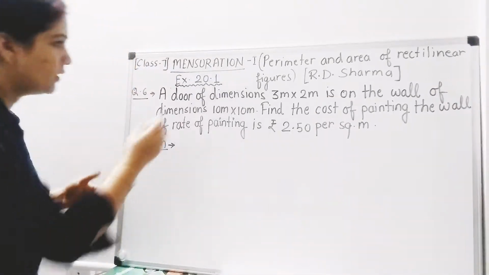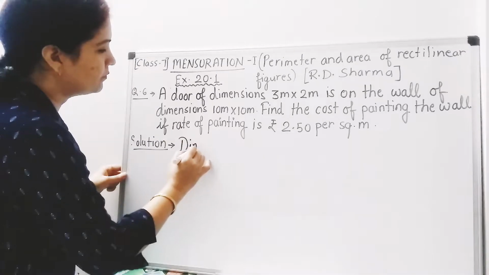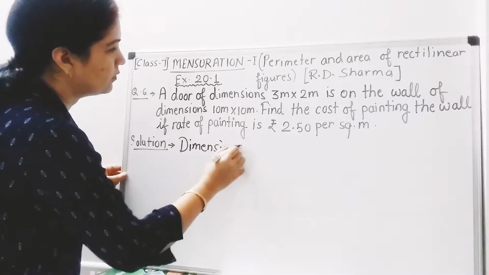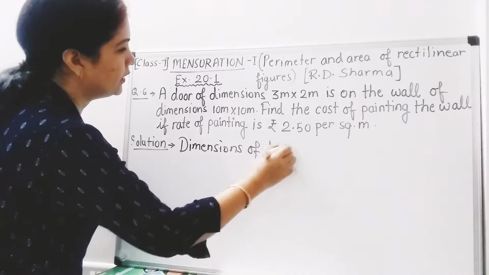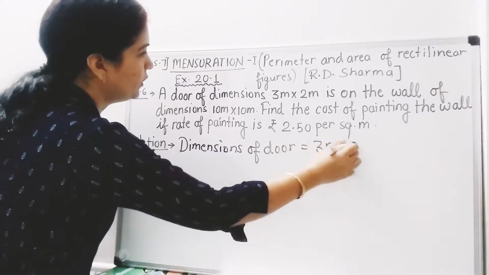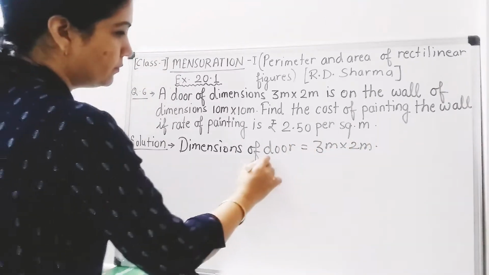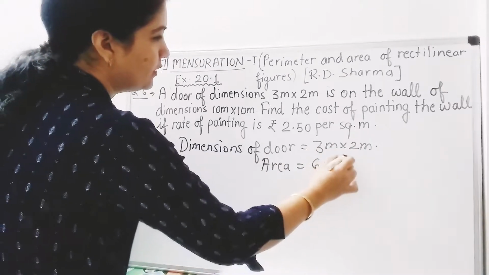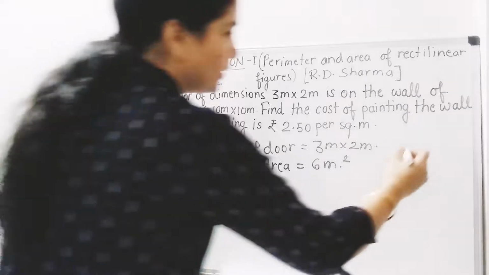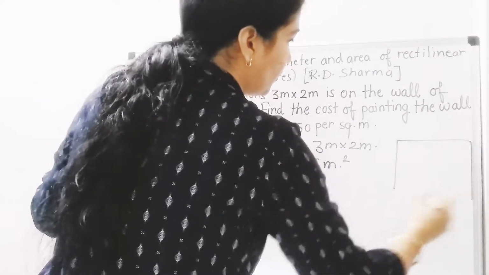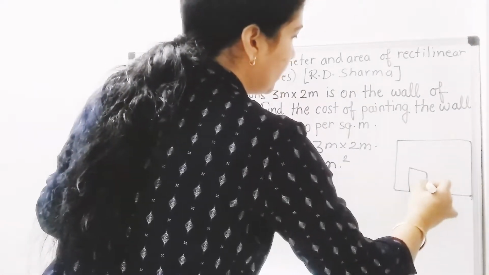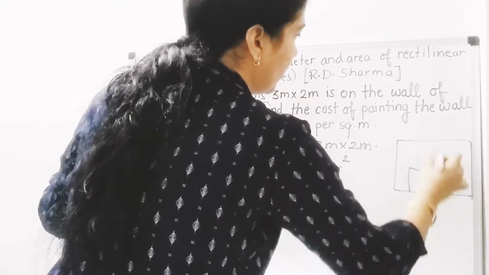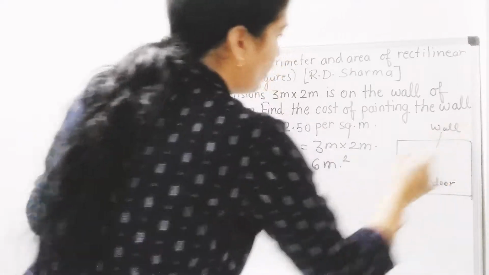So let's start. First, dimensions of the door are 3 meter into 2 meter. So the area will be 3 into 2, 6 meter square. Now we have found out the area of the door. This is the wall and this is the door. So this area we have found out and now we will find out this area, the wall's area.